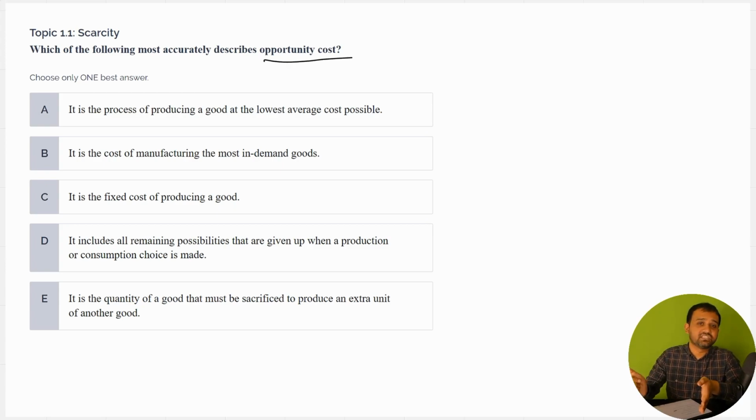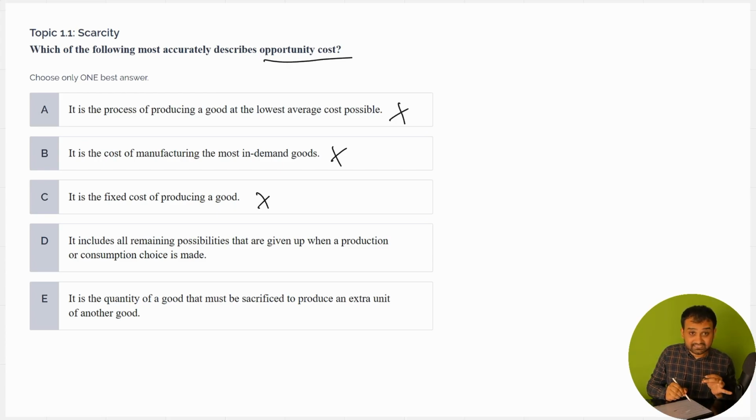So if watching a video on TikTok was the next best option, in that case, the opportunity cost of watching this video is watching a video on TikTok for you. So that is what opportunity cost means. It's the next best thing that you give up when you make a choice. Now, if you go through the options, the first three are all about production costs. So that is not where opportunity cost comes in directly.